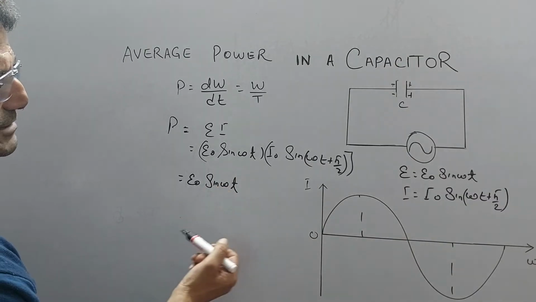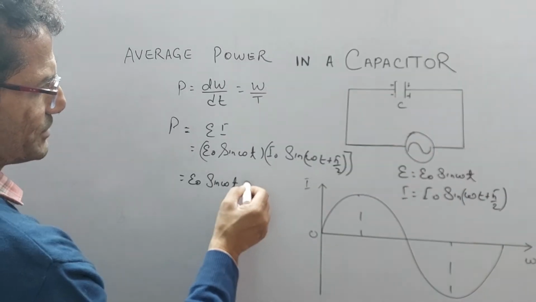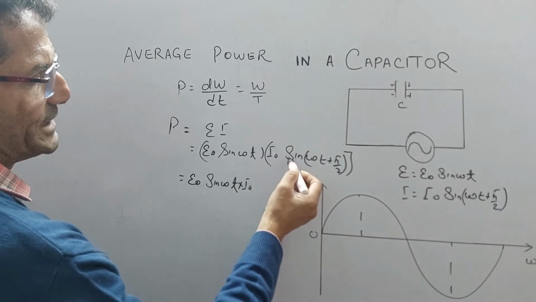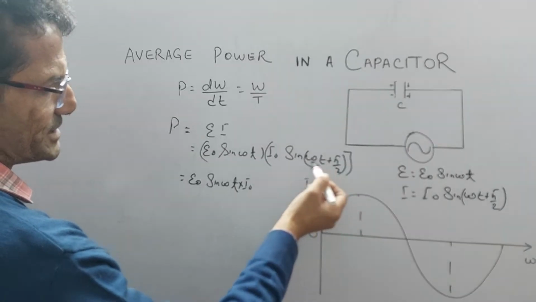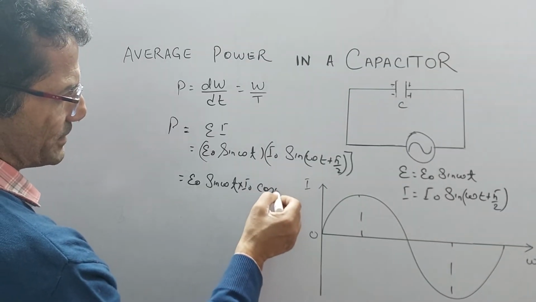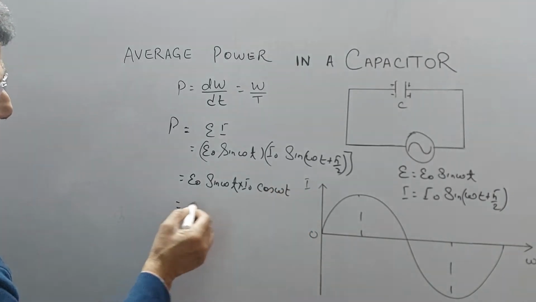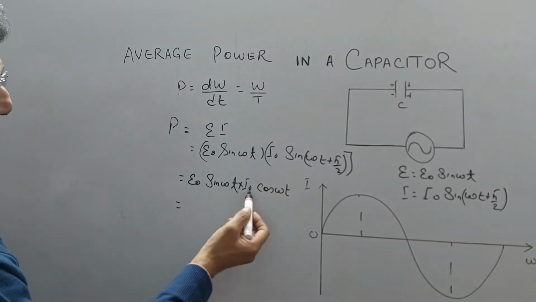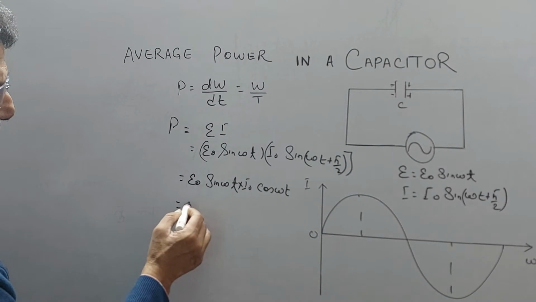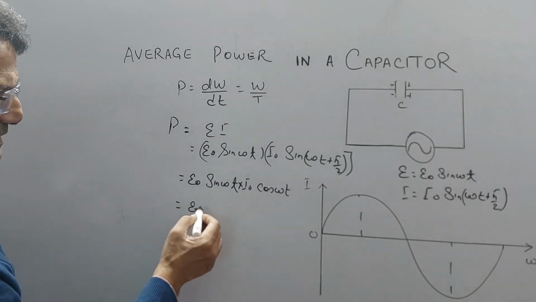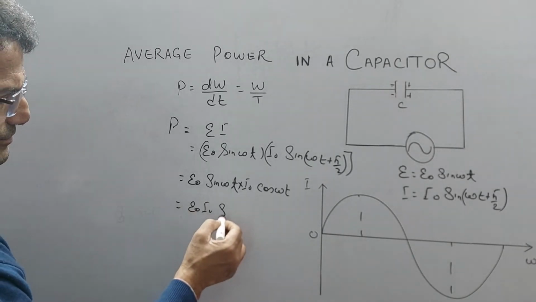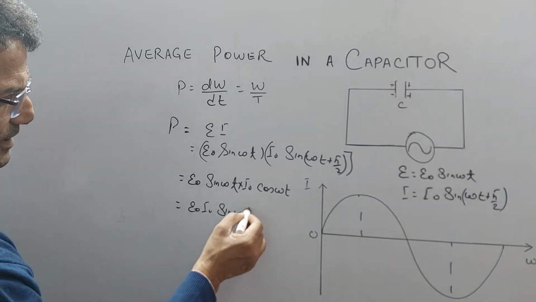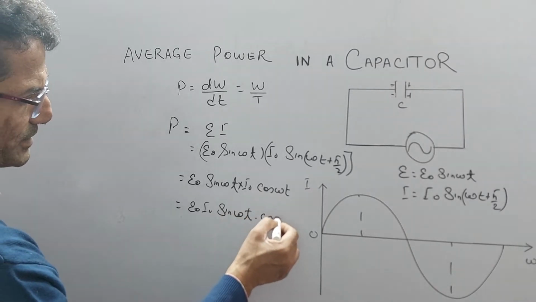E naught is the voltage amplitude, I naught is the current amplitude. Sine of 90 plus theta will be cos omega t. Replacing, putting I naught before sine omega t, it becomes voltage amplitude, current amplitude, sine omega t into cos omega t.